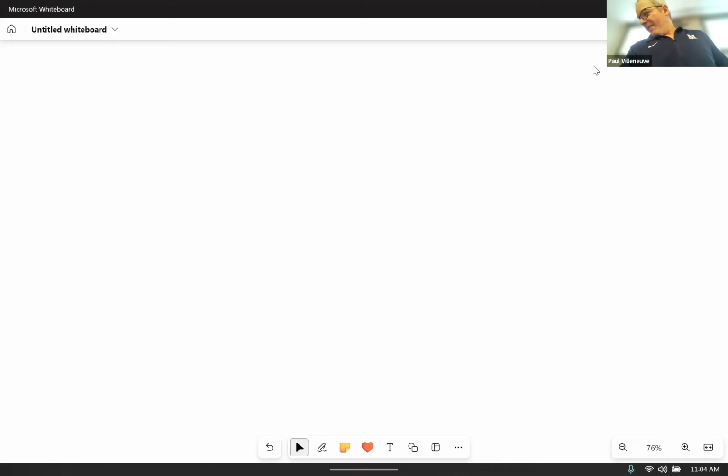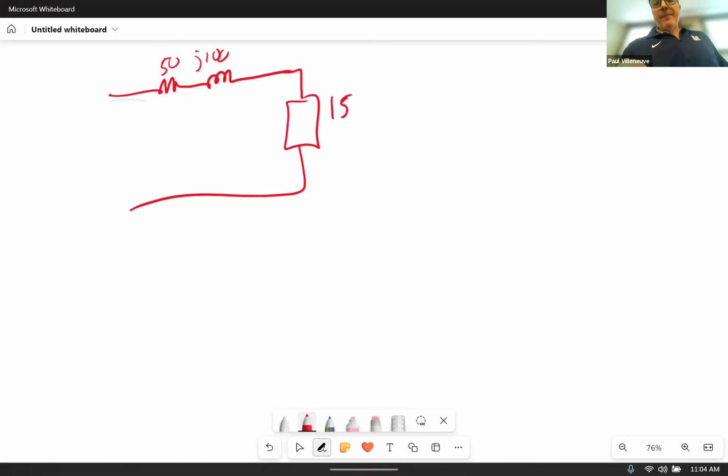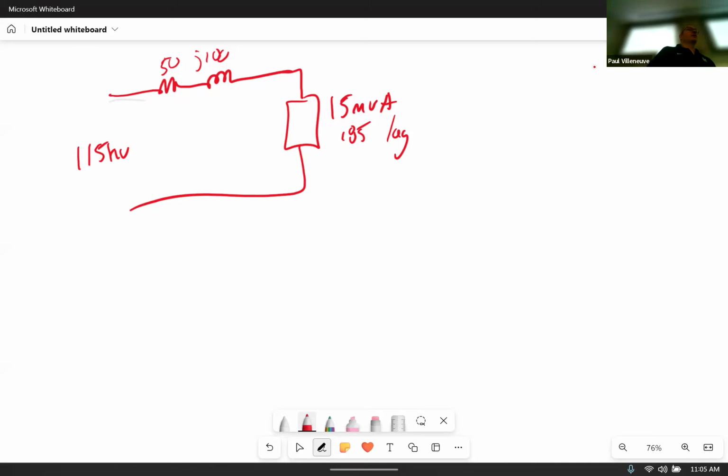So I have a load that's being fed from a transmission line. The line can be represented like this, 50 plus J100. Here's the load. The load is 15 MVA, and the power factor is 0.85 lag. The line is 115 kV, so we'll assume that the voltage is also going to be operating at that kV. So the first question is the line current of the load. Question?